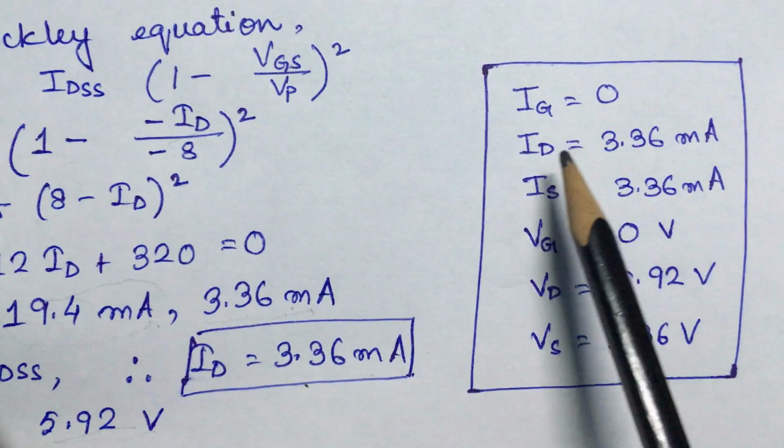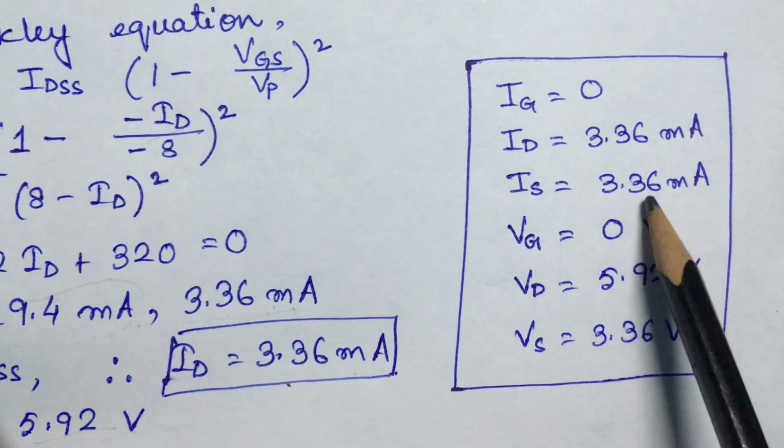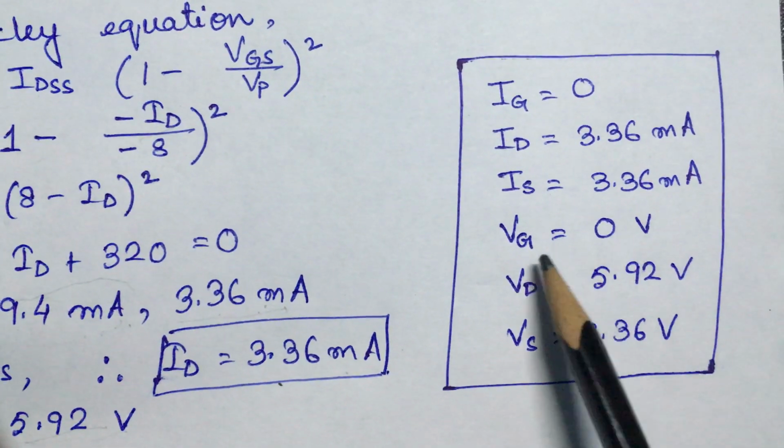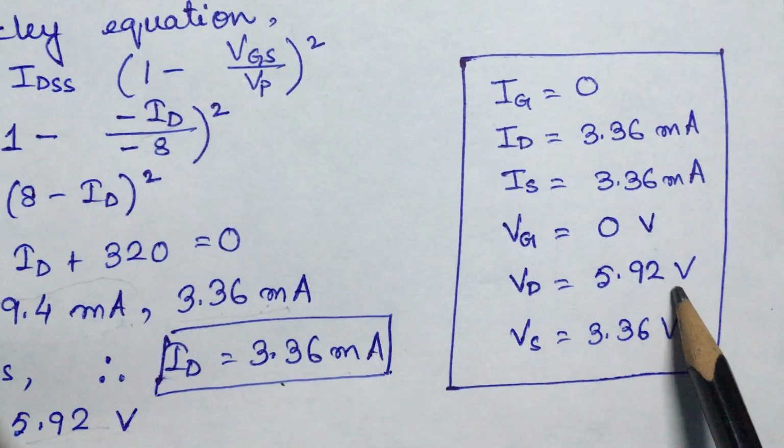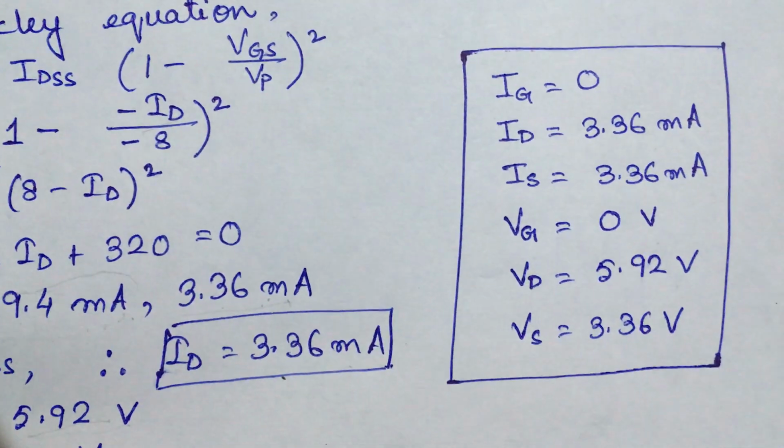So finally these are the values of the terminal voltages and currents that we have over here. Ig is 0, ID and Is are both 3.36 milliampere, Vg is 0 volt, Vd is 5.92 volt, and Vs is 3.36 volt.